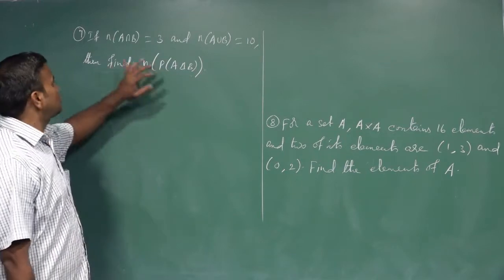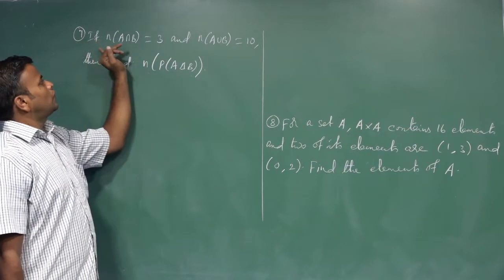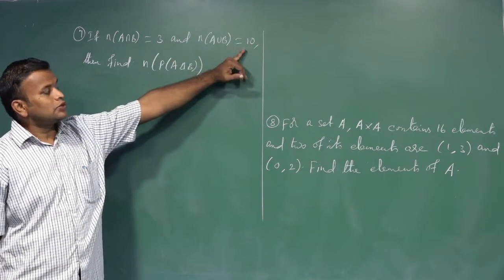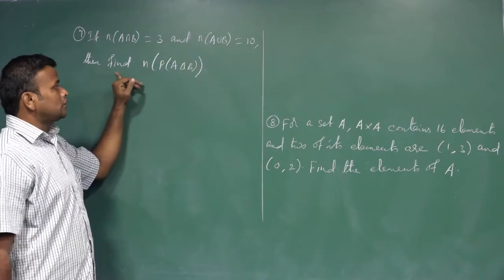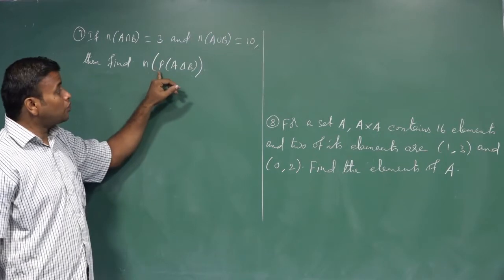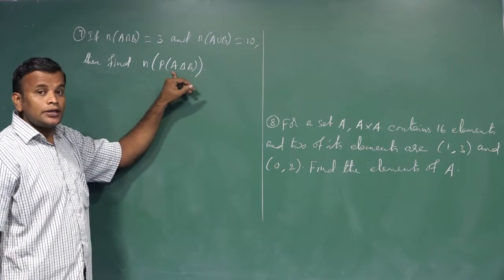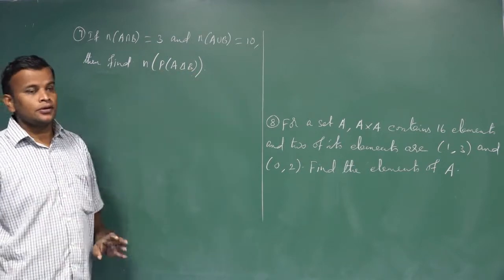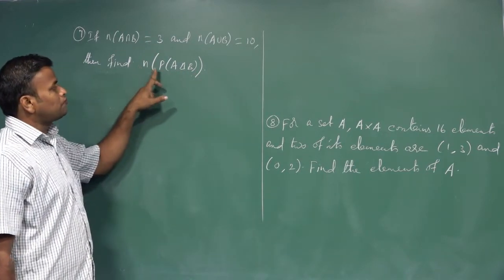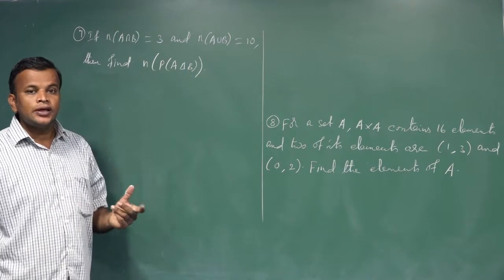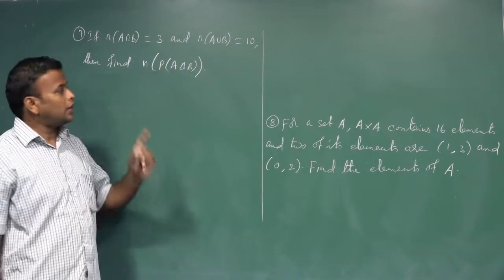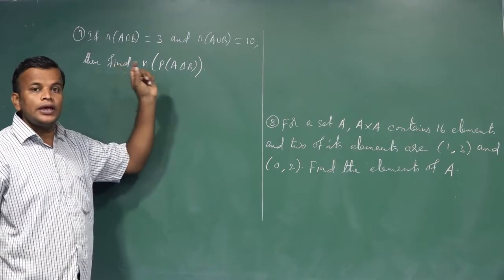Now we move to the next one, the seventh. If n of A intersection B is equal to 3 and n of A union B is equal to 10, then find n of P of A symmetric difference B, or it should be read as P of A delta B. We already know the formula. n of P of A delta B formula is 2 power n of A delta B. So to find that, first of all, n of A delta B.